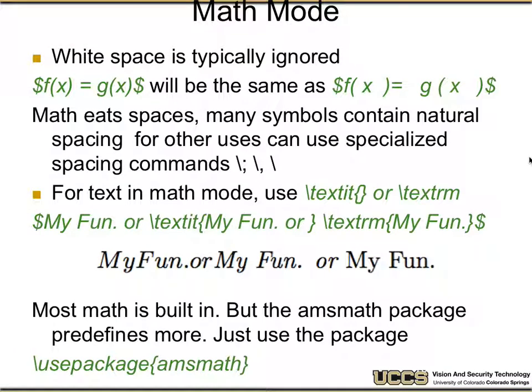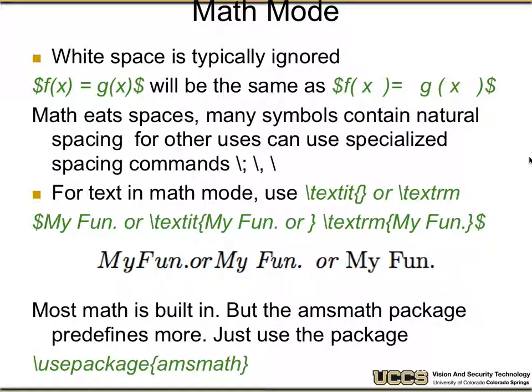White space in math mode is generally ignored except for where it's affecting operators. So whether or not I add extra spaces doesn't matter, I can break them up. Math eats spaces. Many symbols contain natural spacing, and I'll show you that in a second. And others need to use specialized spacing commands. So inside math, I can do backslash semicolon, which is a quarter character spacing, backslash comma, which is half character spacing, and backslash space, which is a 1 character spacing. And they're all approximate because they're all subject to glue.